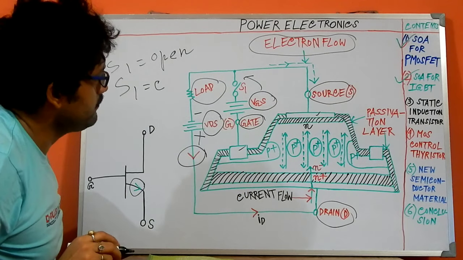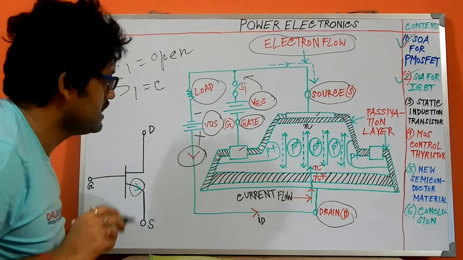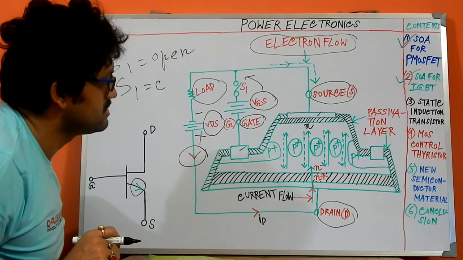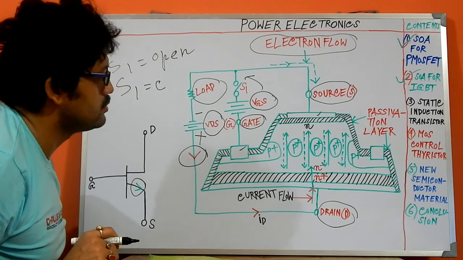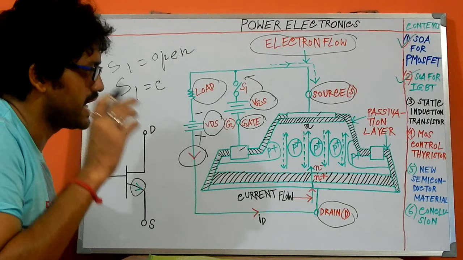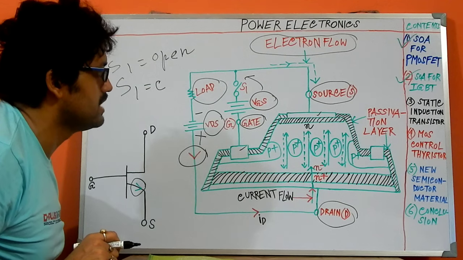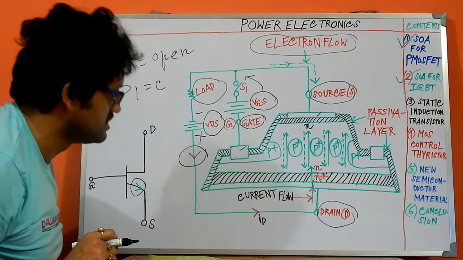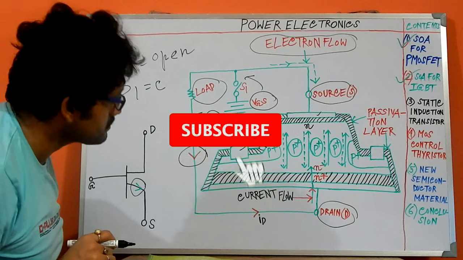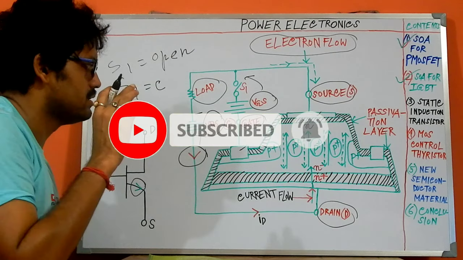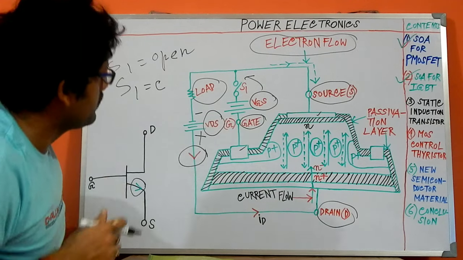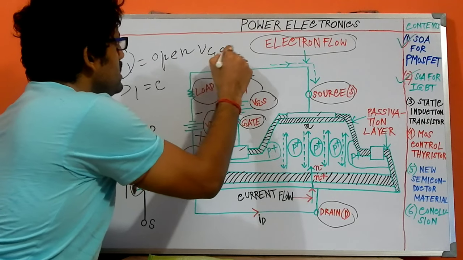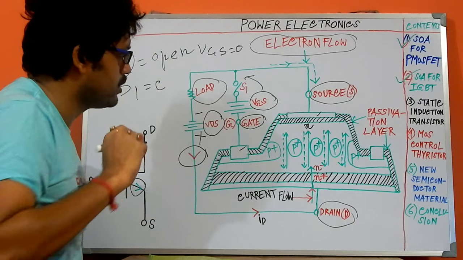Okay, if you open the switch, then there is a further decrease of additional carriers in between the P plus N junction, which means we can decrease the carriers in the P plus N region, and by using that concept we can turn off the static induction transistor. Okay, so that is the turn off process. Okay, but when S1 is open, that means VGS is equal to 0. This is for the first condition.